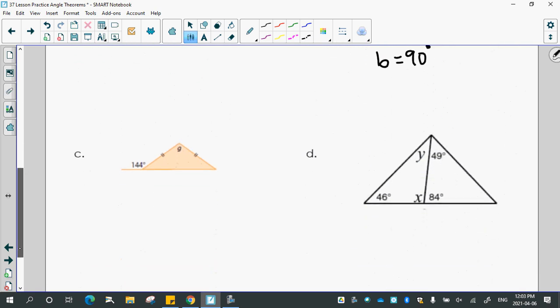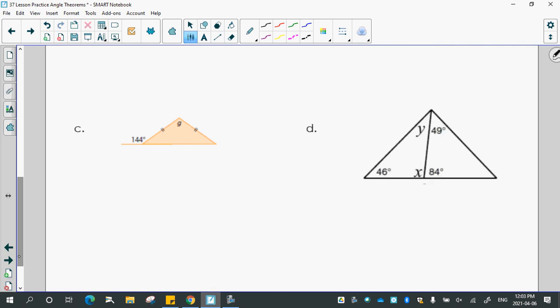All right, C. What do the tick marks mean? Yep. So this is an isosceles triangle, which means these two angles are equal. So I could call them each X if I wanted. I couldn't call them G because G is already in the picture, so any other letter I could call them. Anyone have an idea how I can find it? Perfect. So I can get X by using supplementary angles.